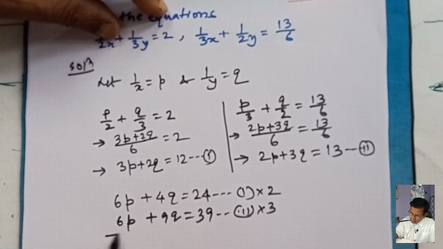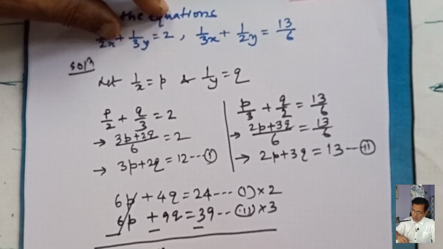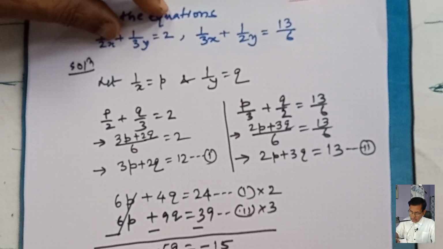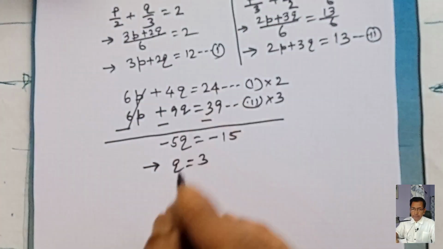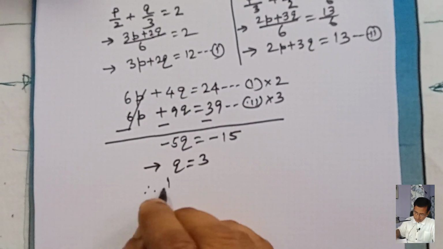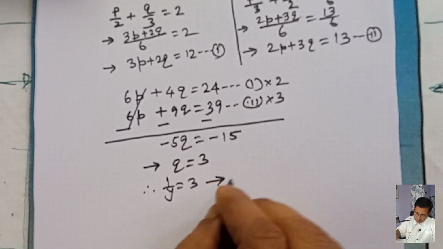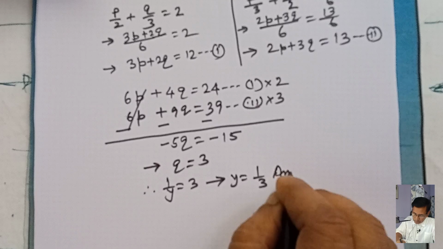Now we have to cancel P. Subtracting, minus 5Q is equal to minus 15, or Q is equal to 3. We have assumed Q is 1 by Y. Therefore 1 by Y is equal to 3. This will give us Y is equal to 1/3. This is one answer.